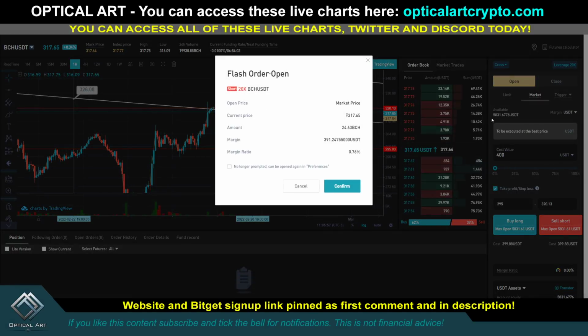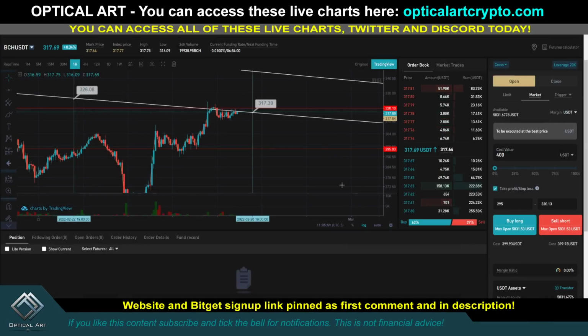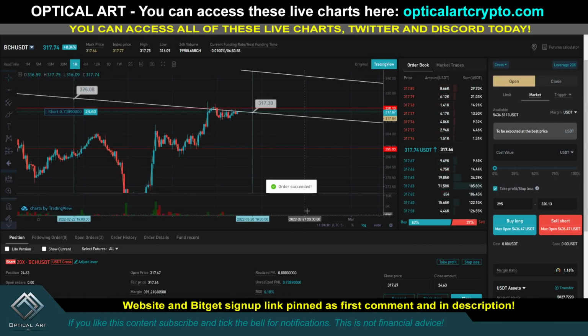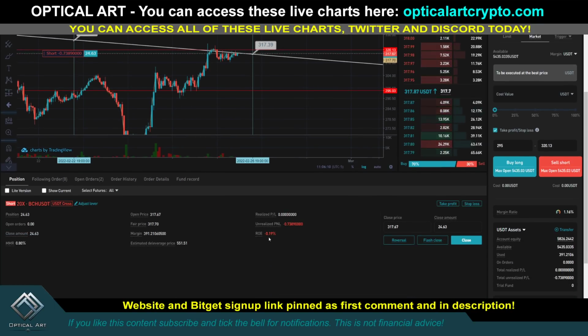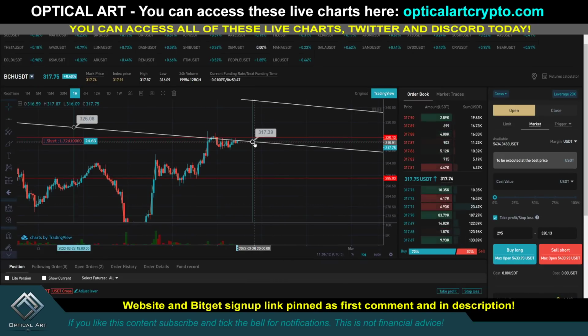So I'm going to sell short, and it says 20 times leverage. This is a live trade, guys. I'm going to hit confirm. So you can see my trade has been entered. So again, if price pushes up to this point, I get stopped out. As long as price comes down, I'll be in profit. You can see right now I'm at negative 19%. So we'll come back to this. We'll see how this plays out.